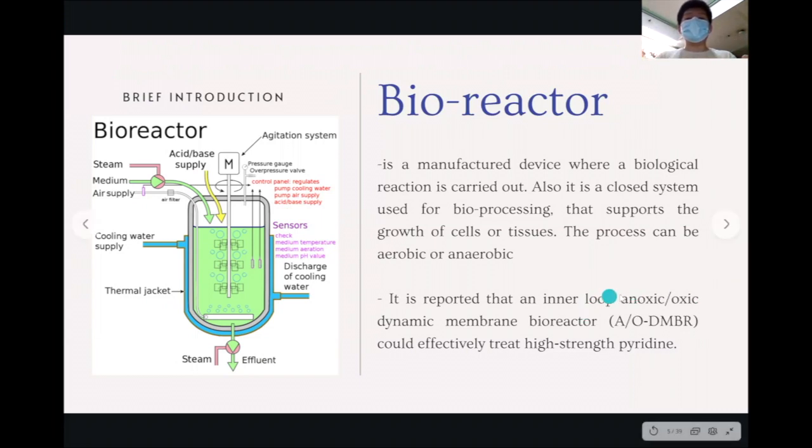It is reported that an inner loop dynamic membrane bioreactor could effectively treat high strength pyridine. So why was the bioreactor made so special? Because it can treat high strength pyridine. So what makes pyridine very special?